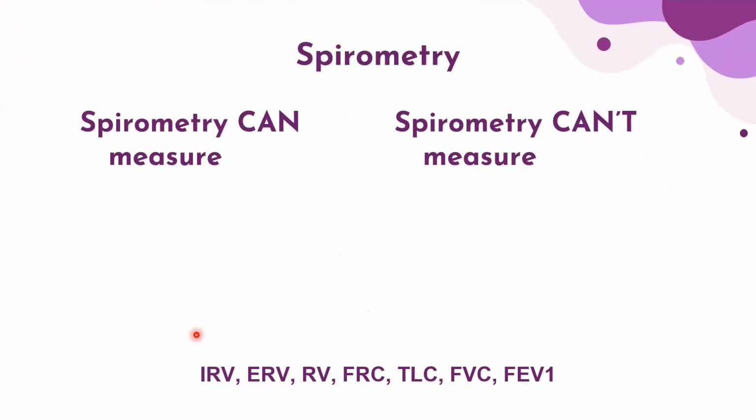Okay, so now that we've discussed all these lung parameters, can you tell me what spirometry can measure and what spirometry can't measure? First of all, we have inspiratory reserve volume. Can spirometry measure this or no? Can you measure inspiratory reserve volume, the maximum volume of air the person can inhale, via a spirometer?